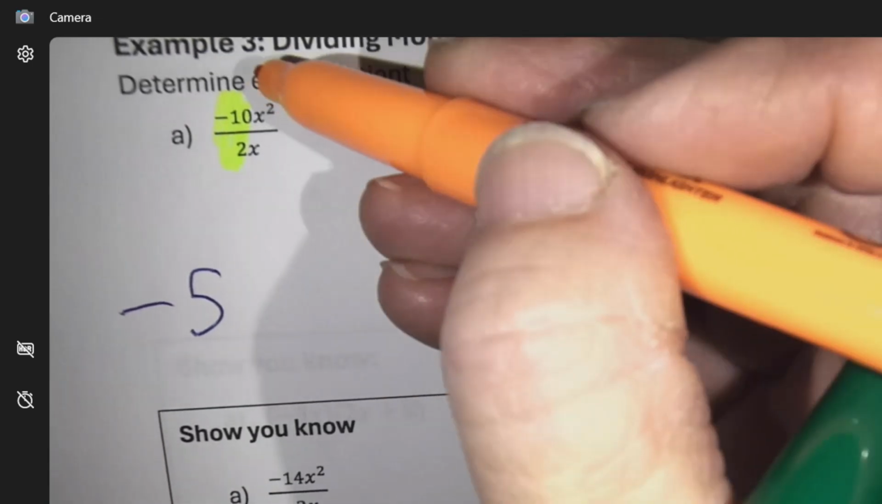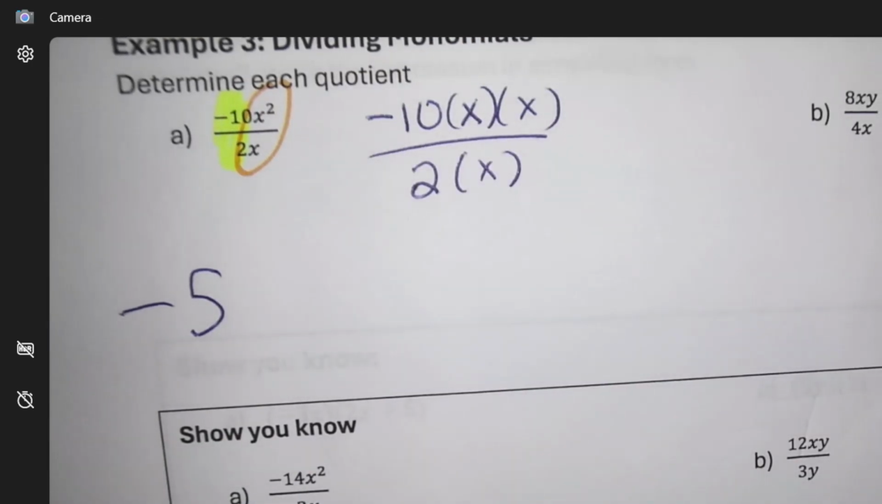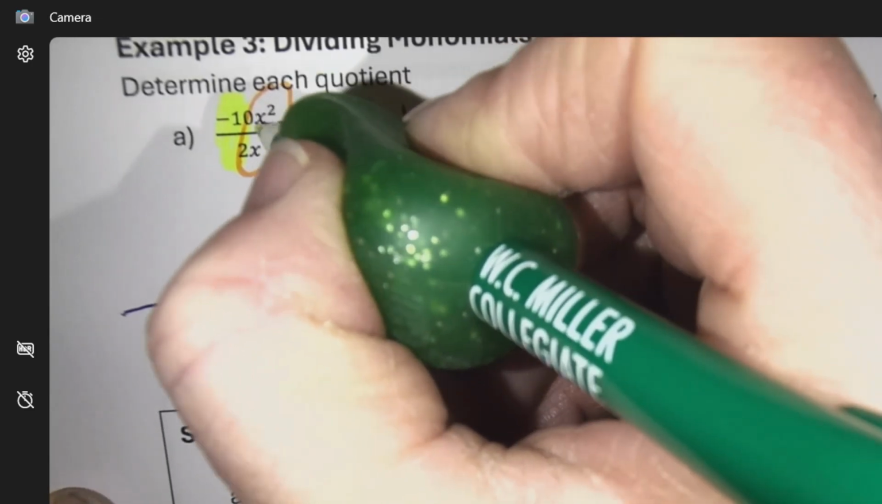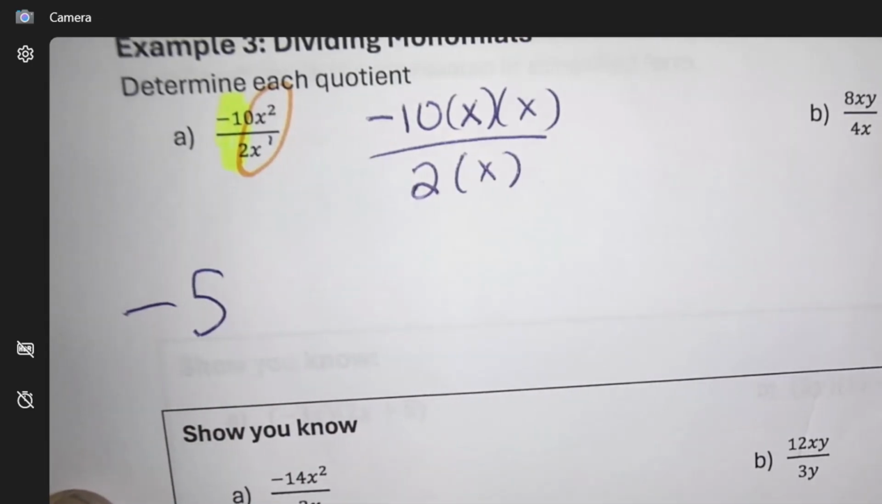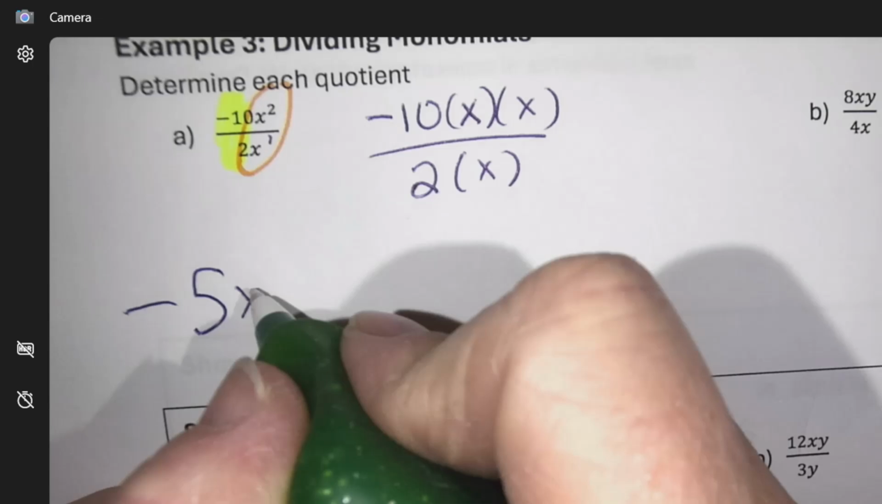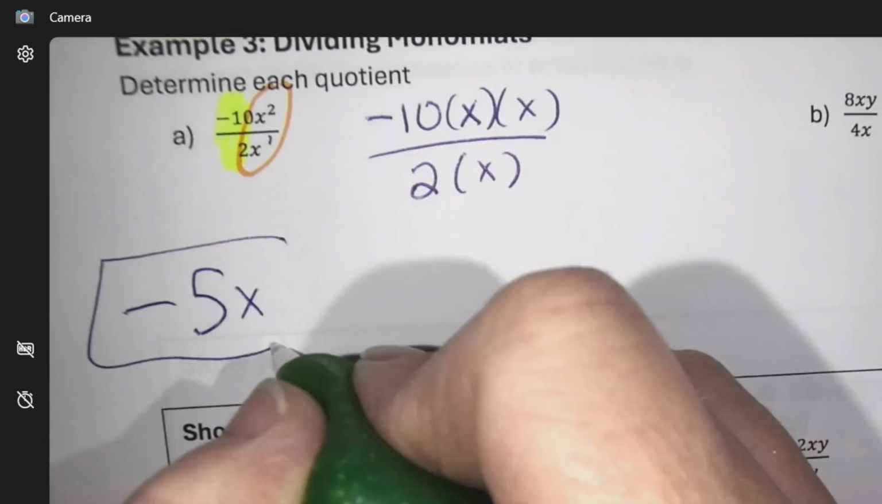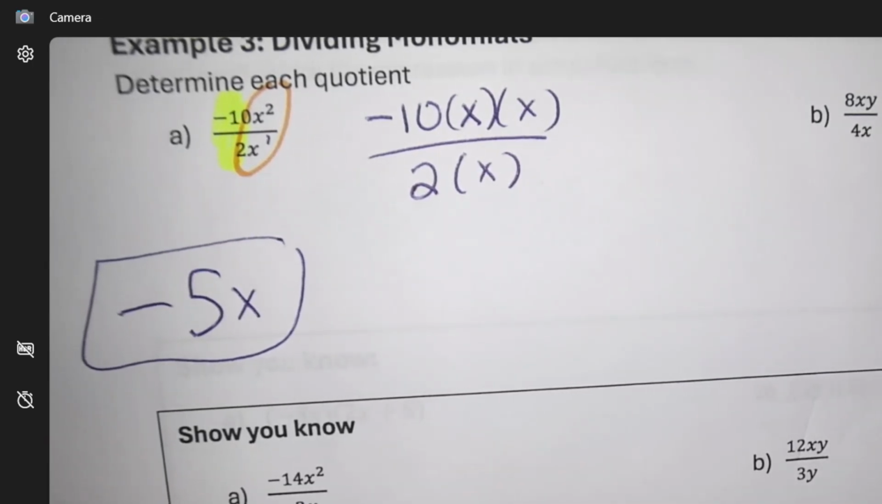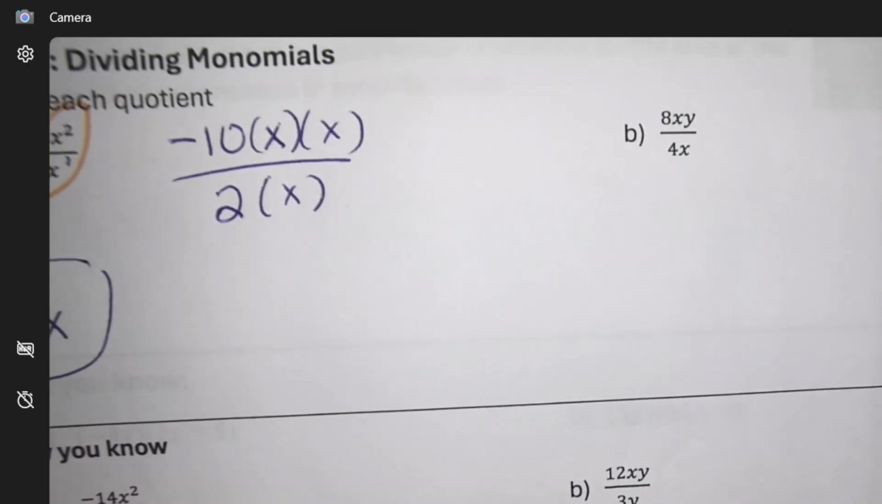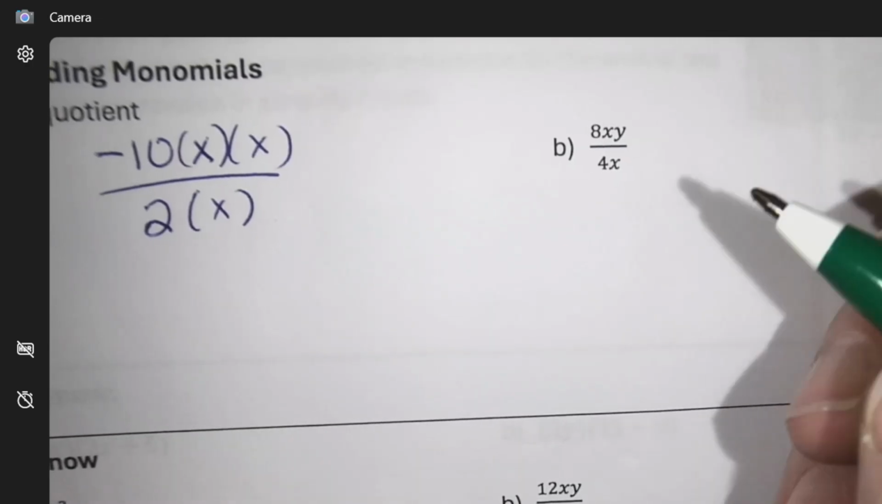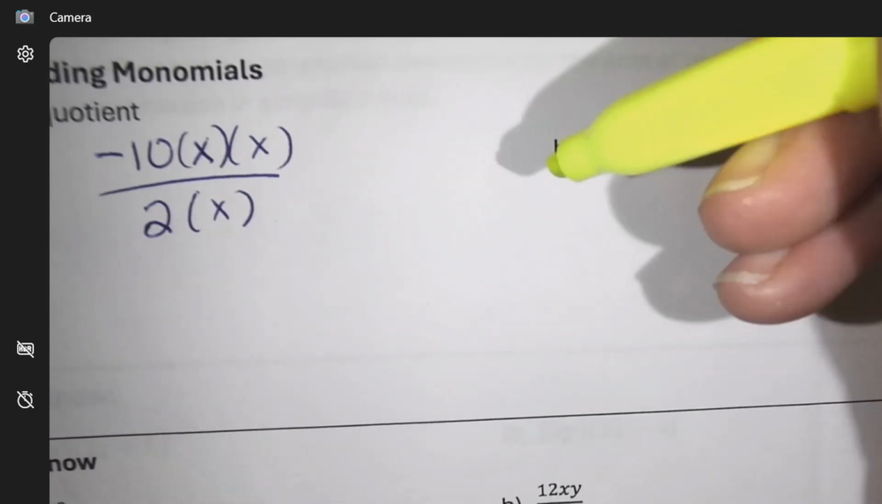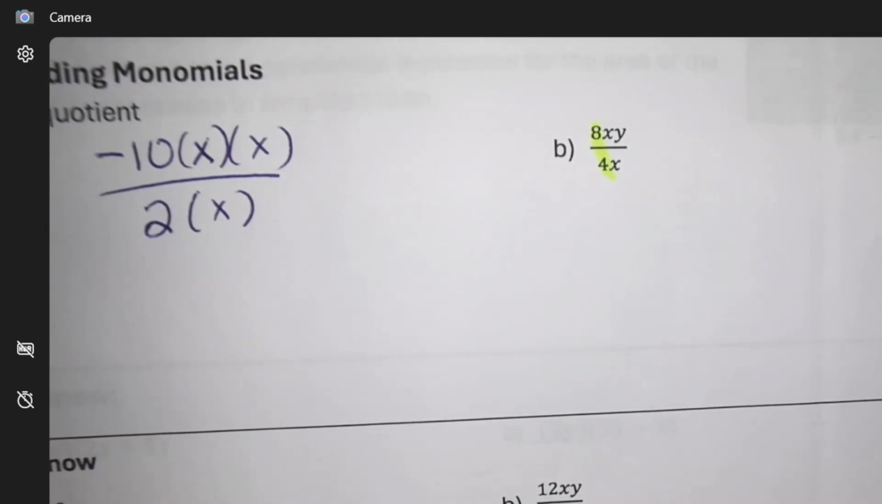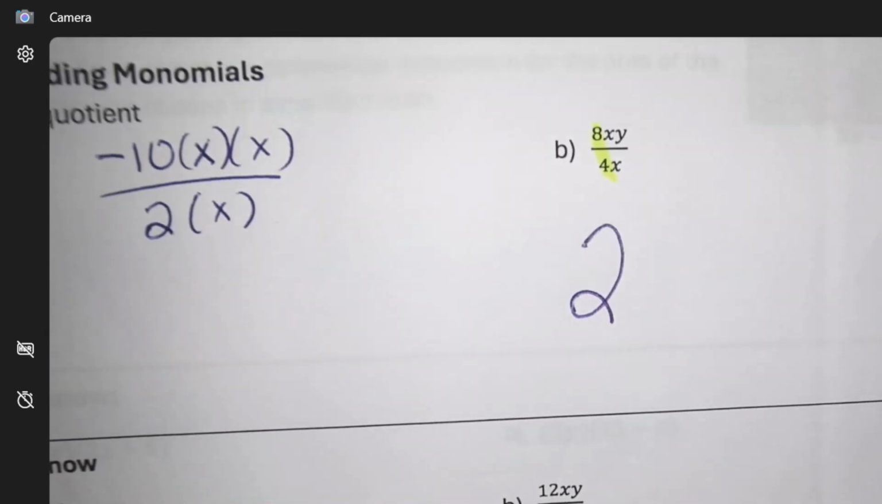And what is our variable? What happens when we divide? We subtract. So this is a 2, subtract a secret 1. 1x, so like x. That's 1x, a single x. Okay, letter B here. So coefficient. So look at what you have for just your coefficients. 8 divided by 4. So I'm going to write a 2 there.